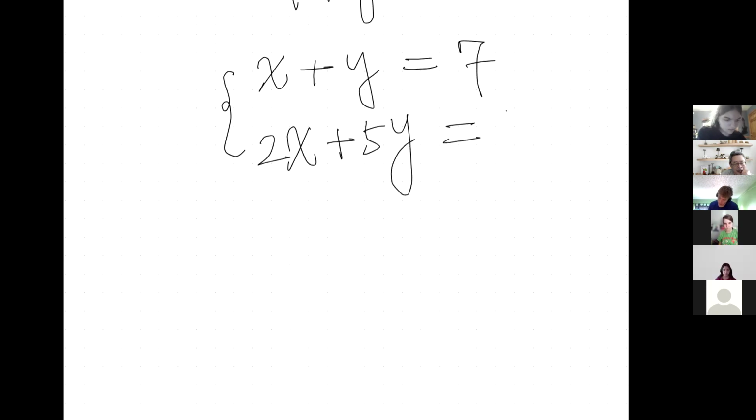And this time we do 2x plus 5y equals 15. Okay, let's see how it works out. Again, it doesn't matter which one you want to get rid of, but you have to pick one. And of course, you want to pick a simple one, as simple as possible.